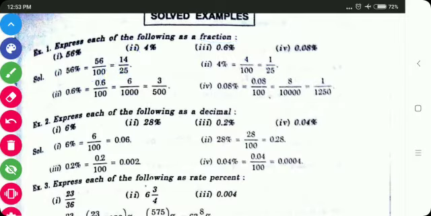Next is express each of the following as a decimal. 6% means 6 upon 100, so it is 0.06. 28% means 28 upon 100, so it is 0.28. 0.2% means 0.2 divided by 100, so it is 2 upon 1000, which means 0.002. And 0.04% means 4 upon 10,000, so it is 0.0004.